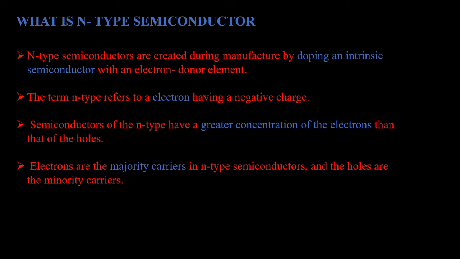In order to form an N-type semiconductor, the basic step is to dope an intrinsic semiconductor with some impurity. Here the term N refers to negative charge, that means an electron. It has a greater concentration of electrons than that of holes. In this way, an N-type semiconductor is defined based on its electron donor capabilities.